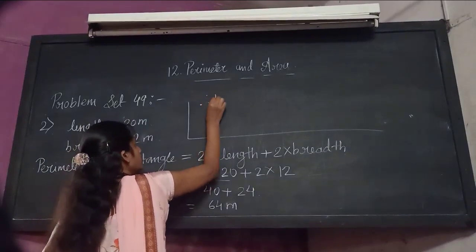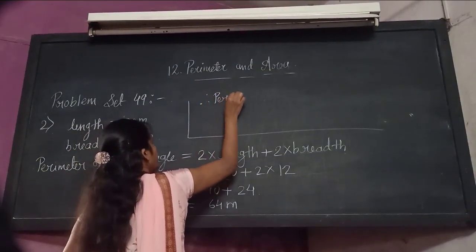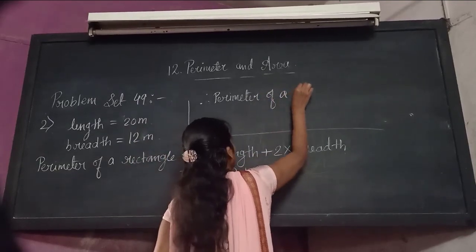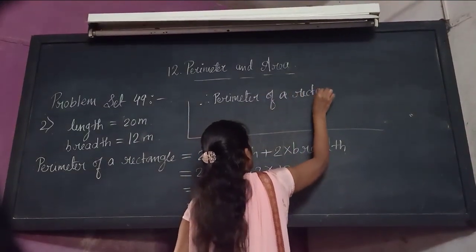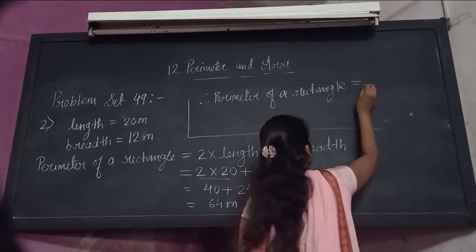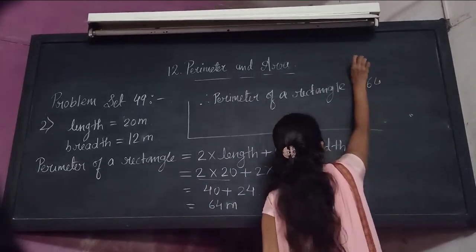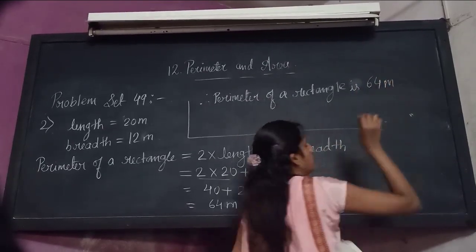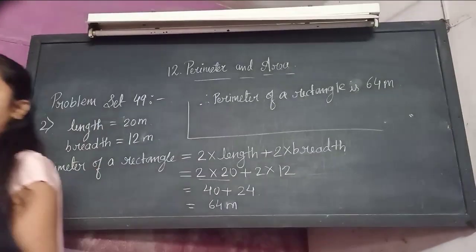Therefore, perimeter of a rectangle is equal to 64 meter. Hope you understood this question.